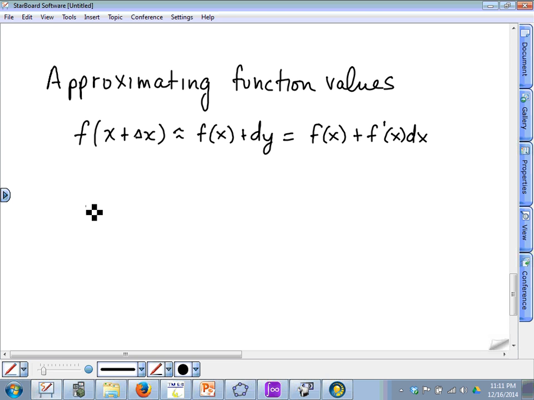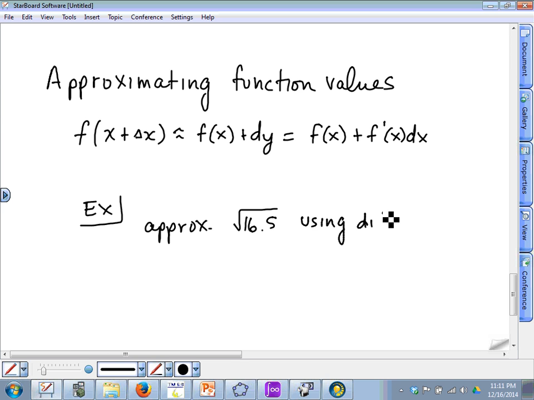So an example here. This probably doesn't make any sense until you see an example of how this could be used. So approximate the square root of 16.5 using differentials.